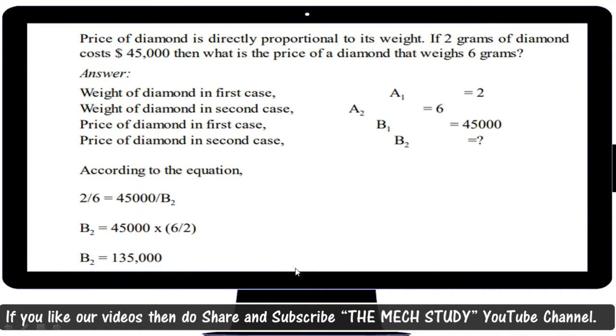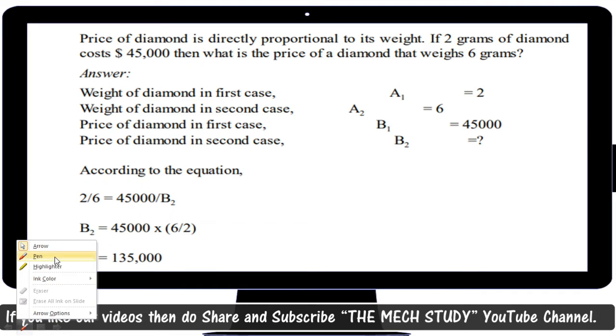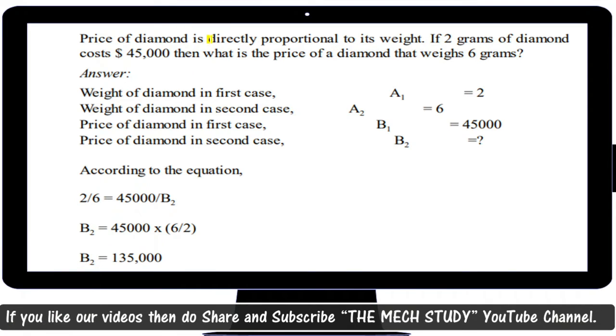Going ahead with questions based on direct proportion. Price of a diamond is directly proportional to its weight. The words directly proportional, mentioned in the question, are the keywords that help you make a quick judgment. So the question was: price of a diamond is directly proportional to its weight. If 2 gram of a diamond costs around $45,000, then what is the price of a diamond weighing 6 gram? You need to calculate the price of a diamond having weight 6 gram.